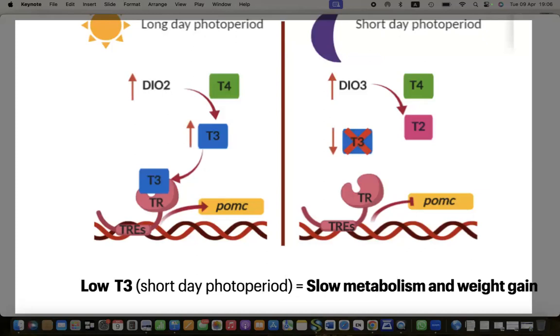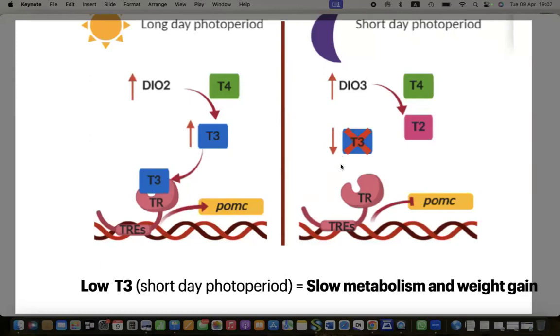So what's happening is we're getting, let me just move this away here. You can see there's two sides, a long day photoperiod and a short day on the right. But basically, thyroid stimulating hormone on the long day photoperiod goes to the T3, and this interacts with the thyroid and POMC, and POMC then is stimulated, and its pro-metabolic regulation comes into place.